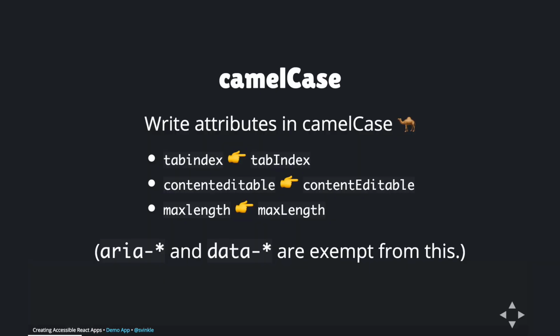So when it comes to writing HTML attributes in React components, they need to be written in camel case style. This means that when an attribute name is made up of two words, the second word in the attribute must start with a capital letter. So for example here, the attribute tabindex needs to be written as tabIndex with a capital I. contenteditable needs to be written as contentEditable with a capital E. And the last example, maxlength, needs to be written as maxLength with a capital L. And it's worth noting that the ARIA and data attributes are exempt from this rule.